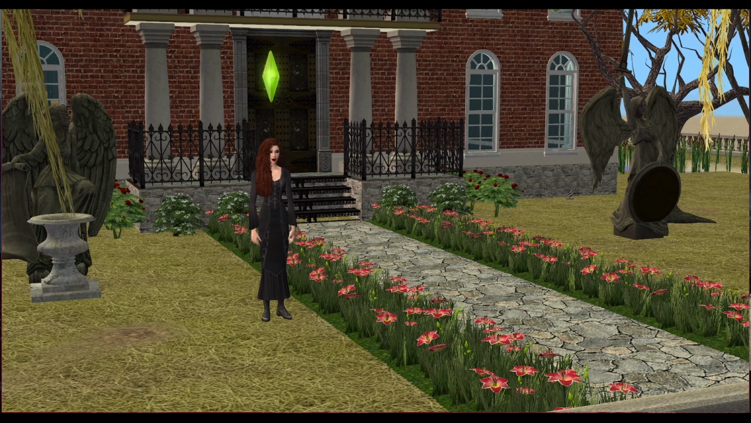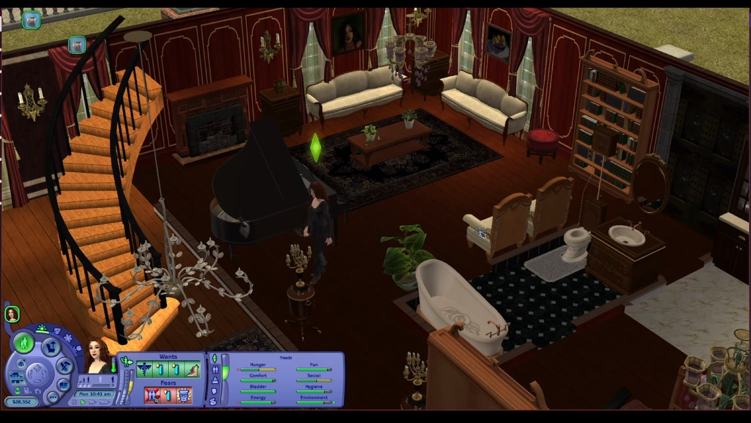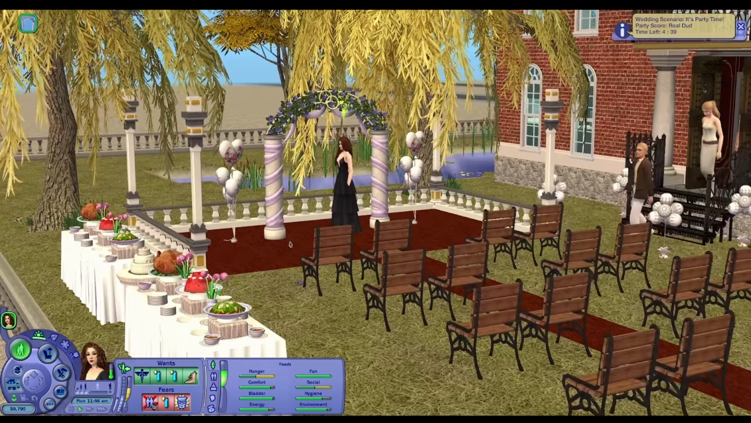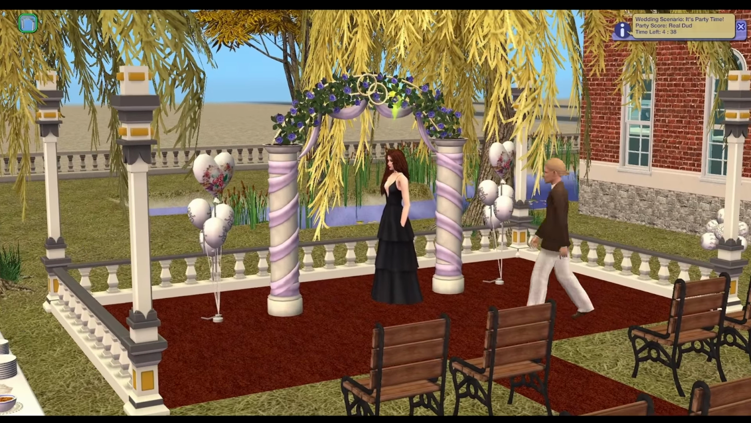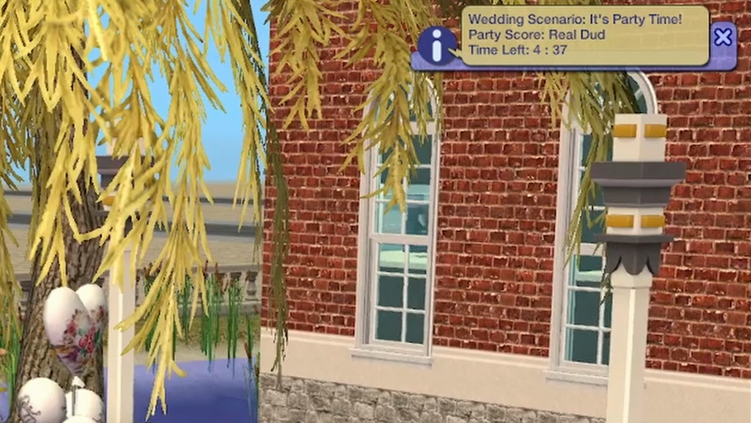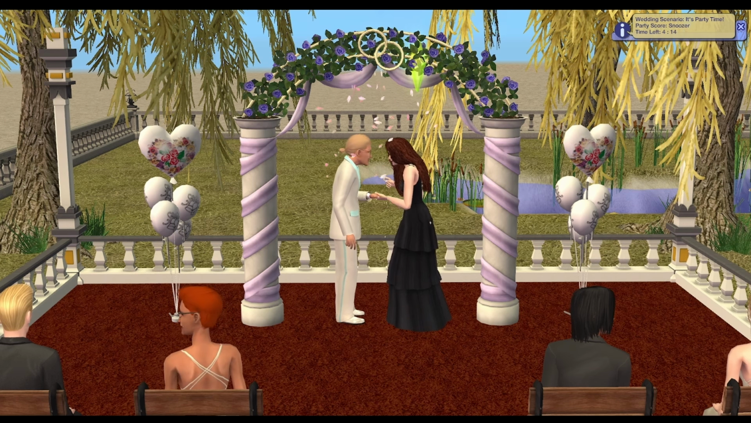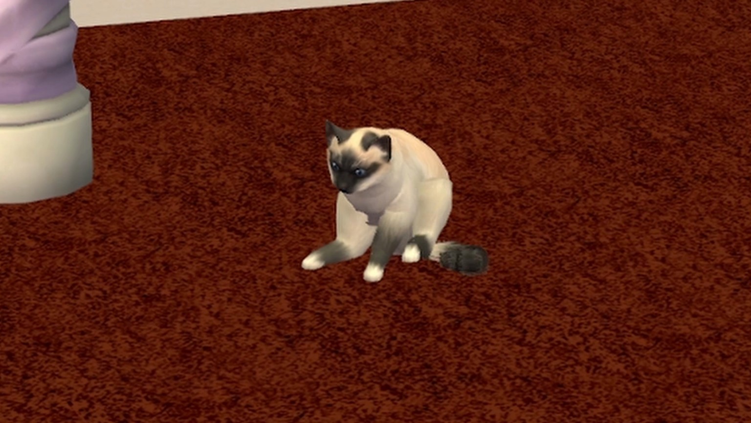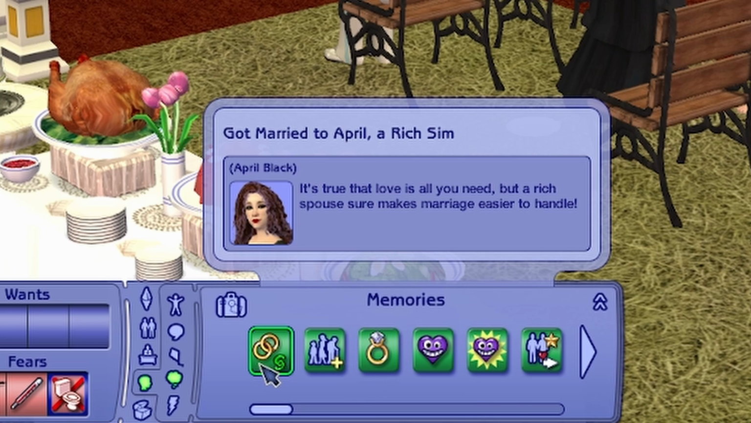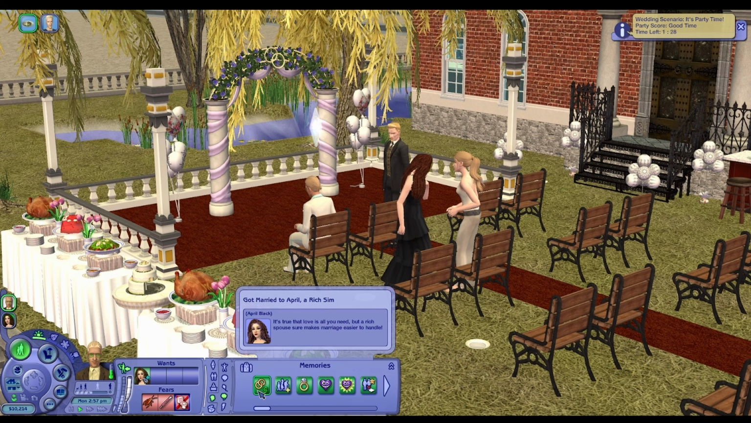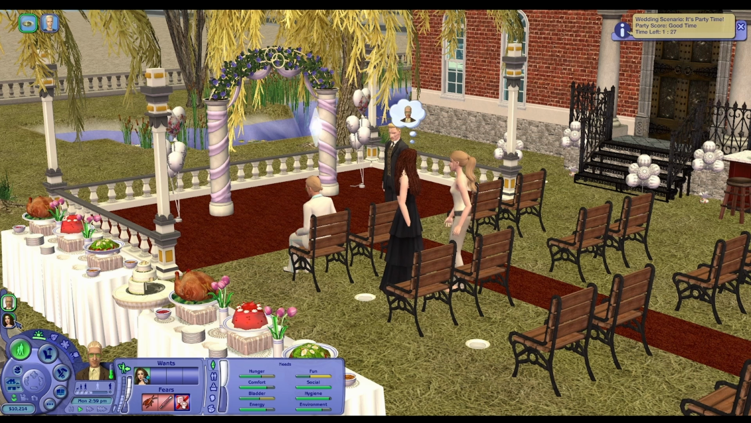Alright, that's what I'm talking about. Time to throw the wedding party. Everything was ready, the guests had arrived. I don't know why the party score turned to a real dud for a second. Someone must have been fighting off screen. We got married, everyone had fun, we had some unexpected guests. Got married to April, a rich sim, eh? It's true that love is all you need, but a rich spouse makes marriage easier to handle. Sure, Vidkun, whatever you say.